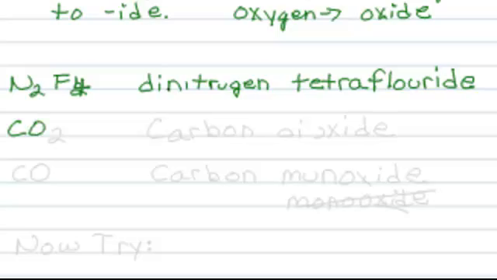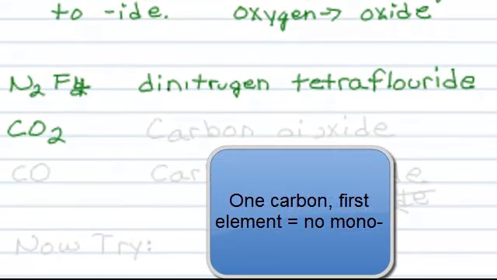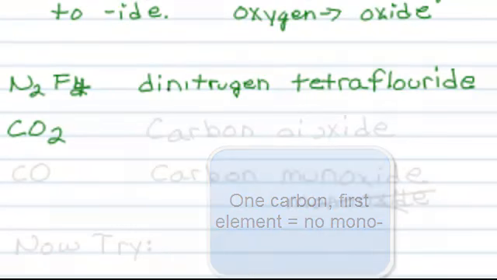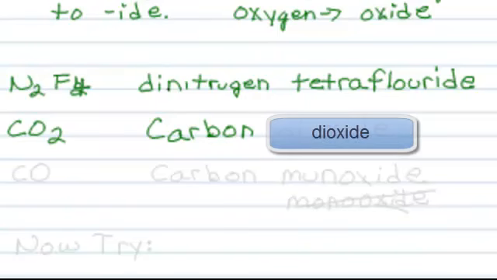Your next sample is CO2. So for the first letter, there's only 1 of them. So you're not writing mono if it's the first one. So you're just saying carbon, because there's only 1 carbon. And then there's 2 oxygens, so you're using the prefix di.